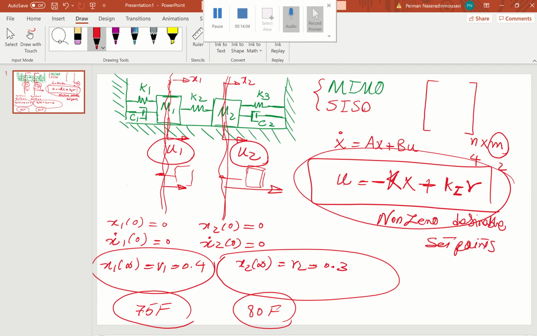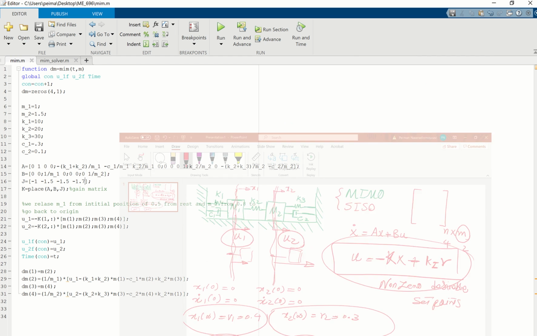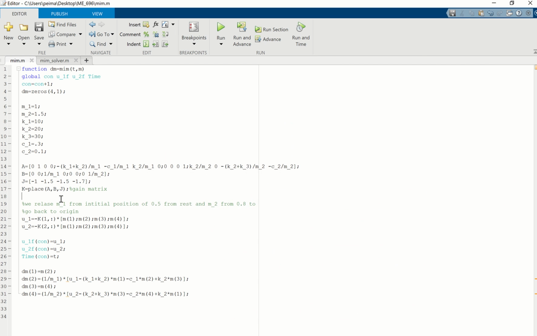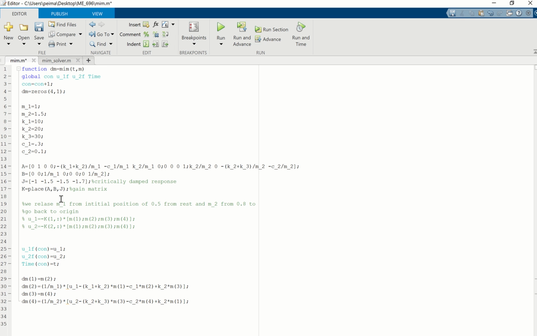So first of all, I have to go to the MATLAB code for the MIMO system. Suppose that you want to have a critically damped, almost critically damped response, and the K is K. What you're going to do is modify your u. Look here, I'm just copying these, then commenting this. I don't want to lose them.